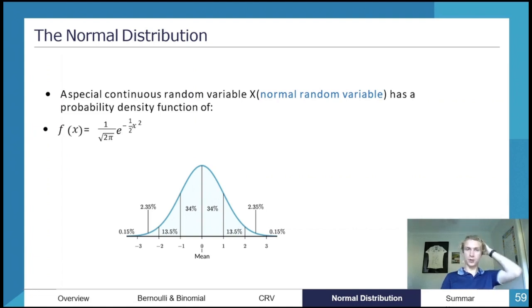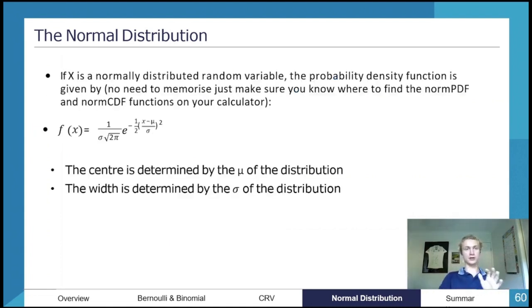And we have these different properties of it and these different values, which we're just going to memorize, but we can just know tech-free the probabilities, and we're going to go into those in a second. So if x is a normally distributed random variable, the PDF is given by this formula. I need to memorize this, just make sure you know where to find the norm PDF on your calculator. But if you're finding probabilities, you would also need norm CDF. For your exam, for example, you should look up what these equivalent functions would be on your calculator to calculate the probability.